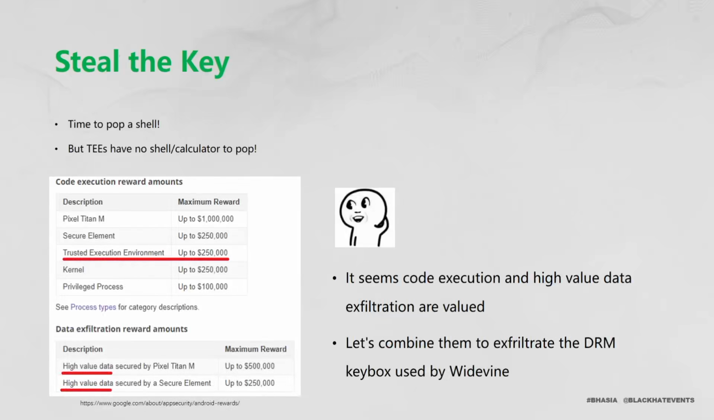But however, in the TEE, there is no shell nor calculator to pop. So what should we do to show that we have achieved the exploit? And I find that the vendor seems to care about high-value data exfiltration as well as code execution. So I think we can use code execution to exfiltrate high-value data from the Widevine.